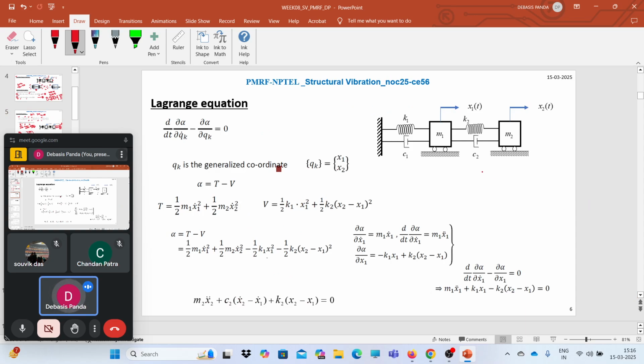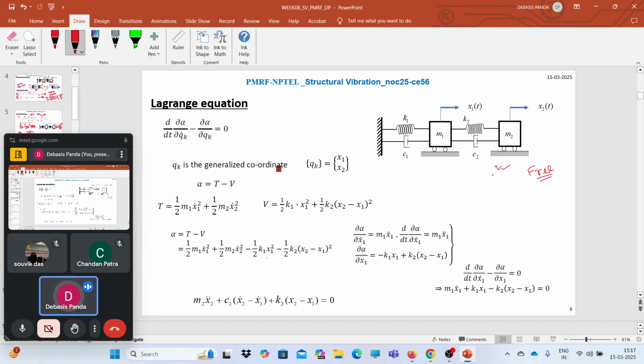So I will not go deep into it. If you go through the lecture video of the instructor, he elaborately explained these things. So let's quickly go through the steps so that you can relate easily. Here I have considered a 2 degree of freedom system, the free vibration case. That means no external forces acting on the system.